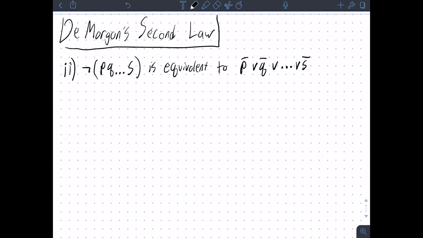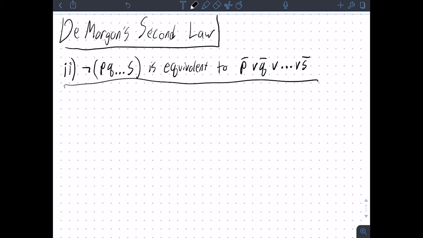Okay, De Morgan's second law. 90% of the time, we'll be using these in one direction. What this means is if we have the negation of a conjunction inside parentheses, it's equivalent to an alternation of all the same things that are inside the conjunction, but they're negated. I don't know how useful it is for me to try to say this in English, but that's De Morgan's second law.